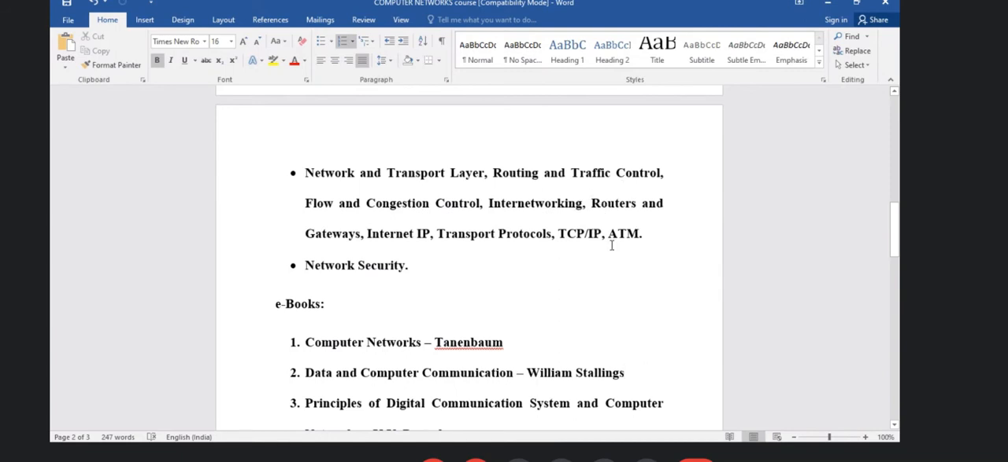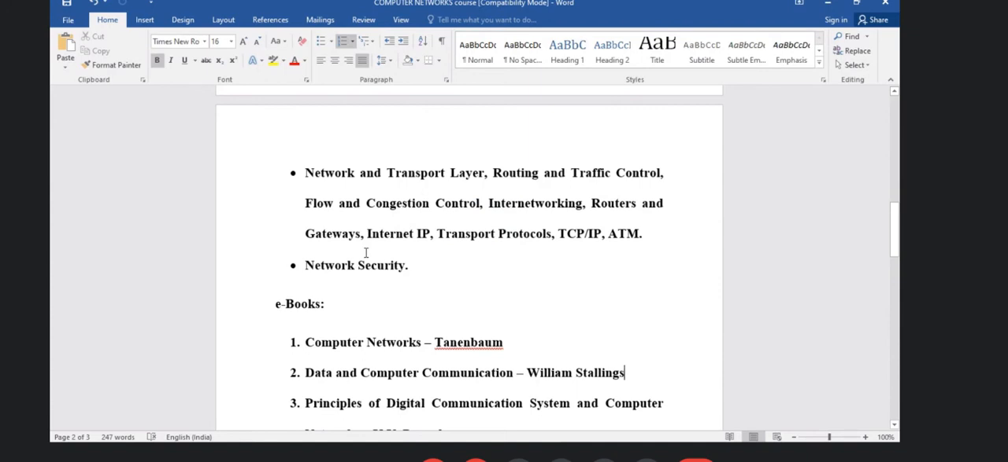That is why routers are also used to interconnect different networks. Then how could we transport the data, how could we send the data through the internet? That falls under internet protocol and transport protocols. And of course, the last one will be security.